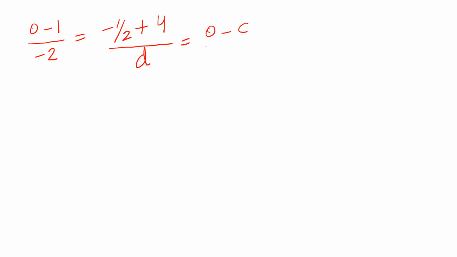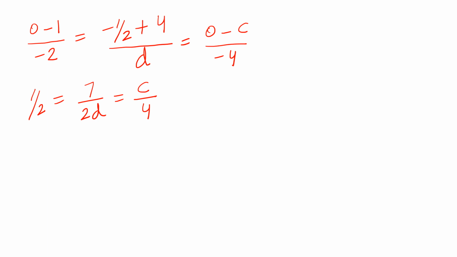Now students, it is given that the line L3 is passing through the point (0, -1/2, 0). So that means the coordinates of this point must satisfy the equation of the line L3. So I can write (0 - 1)/(-2) = (-1/2 + 4)/d = (0 - c)/(-4). So from here we get 1/2 = 7/(2d) = c/4.